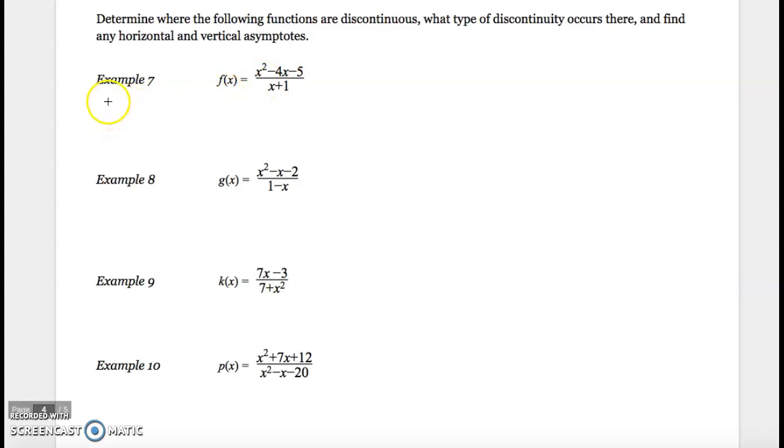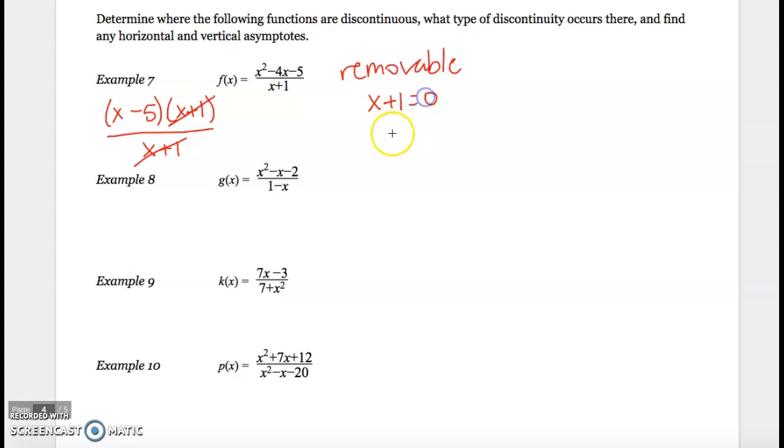So if I factor this, I get x minus 5, x plus 1 on top. And then I still have my x plus 1 on the bottom. So I have a set of factors that cancels. So that is a removable discontinuity. And then to figure out where that happens at, you just set the factor equal to 0 and solve. So I have a removable discontinuity at x equals -1.